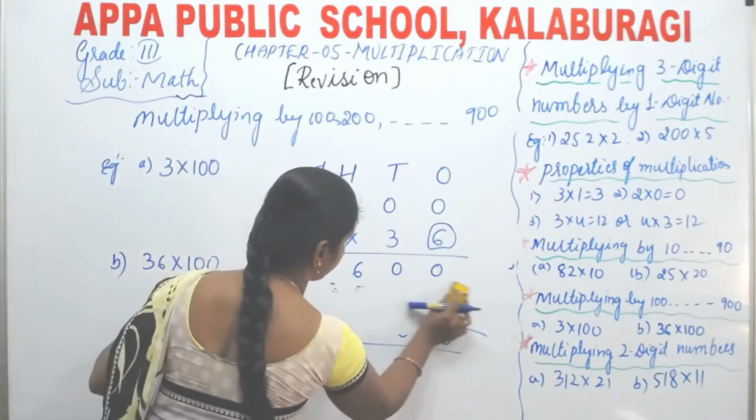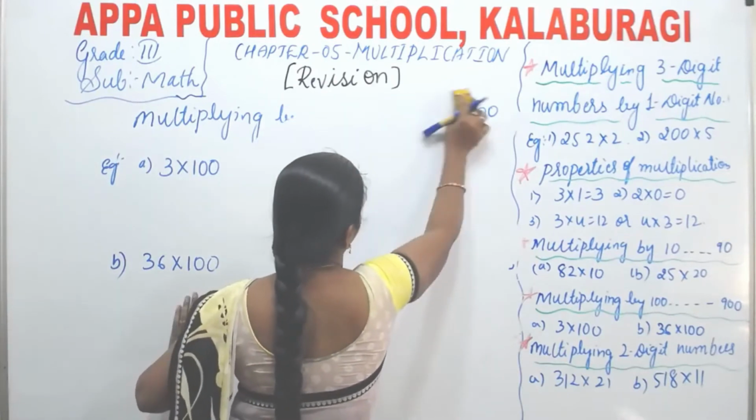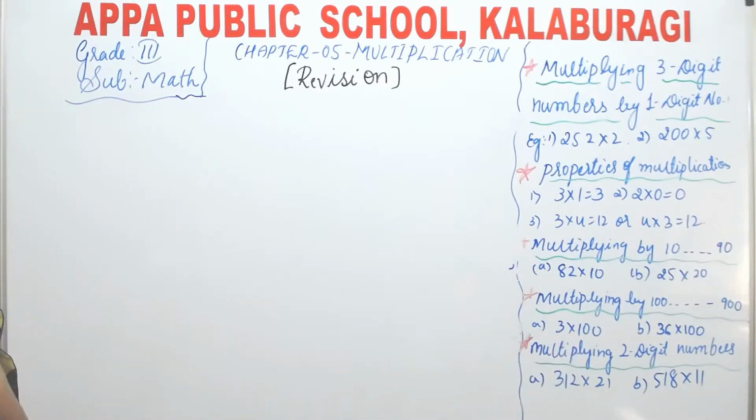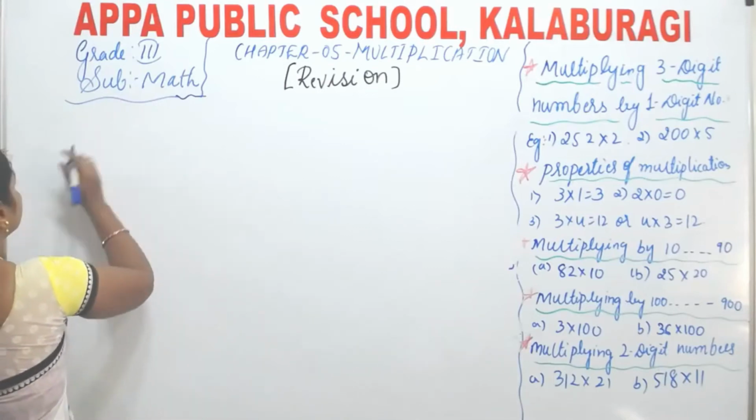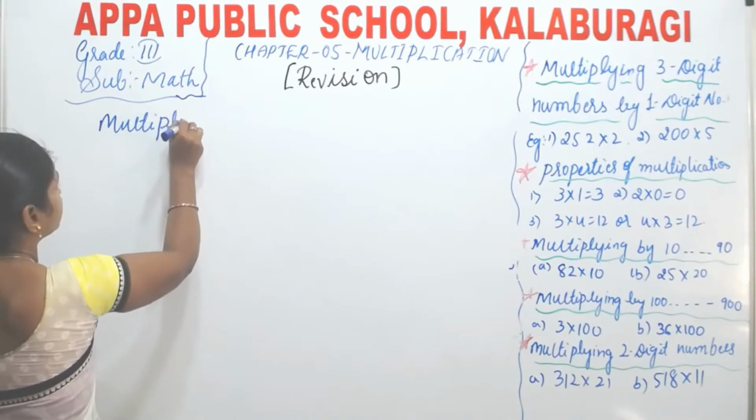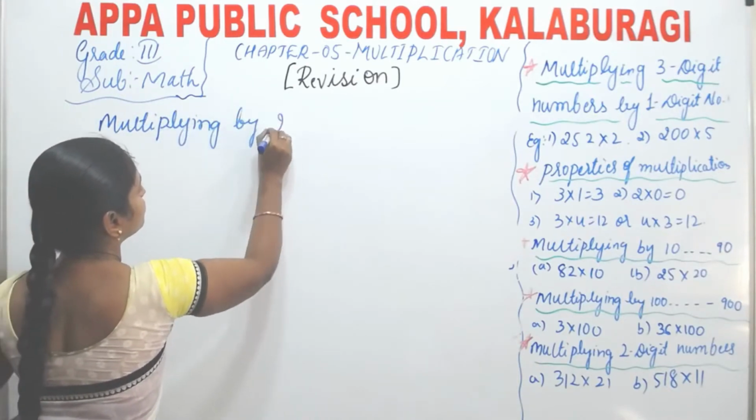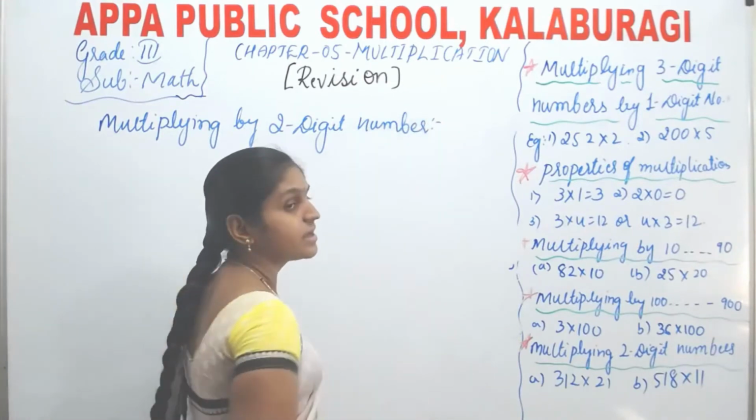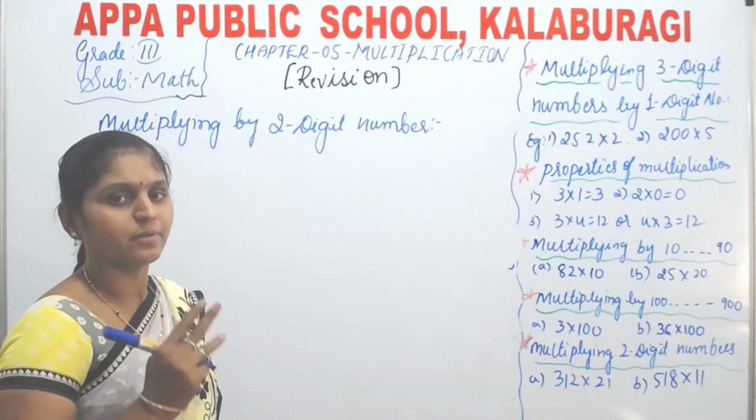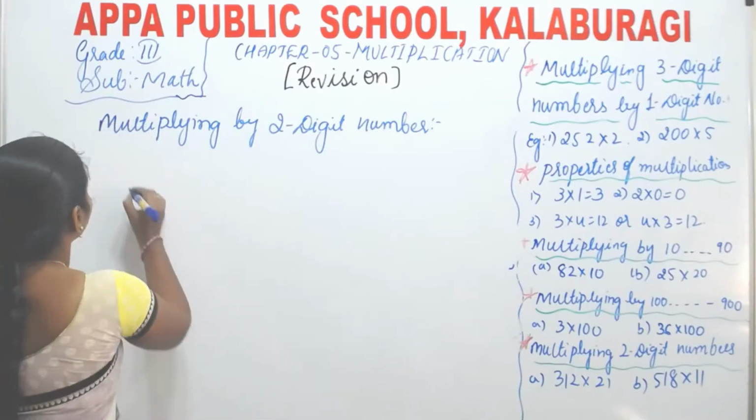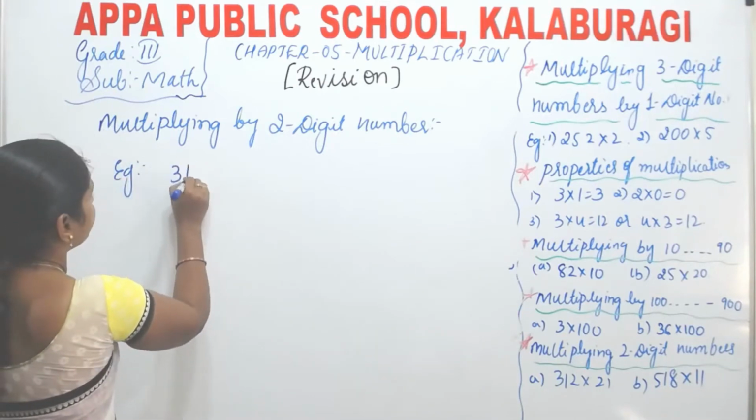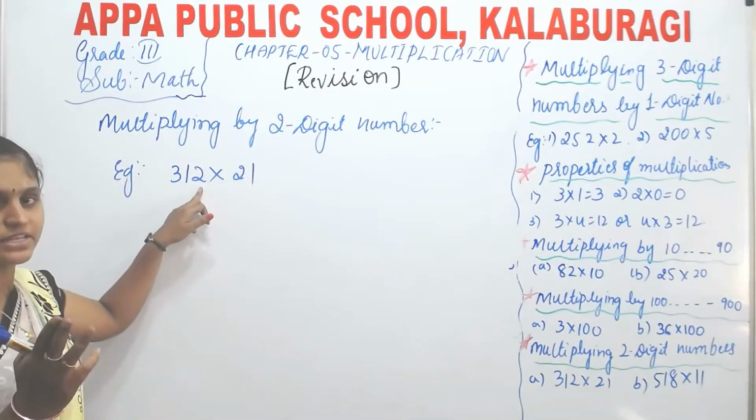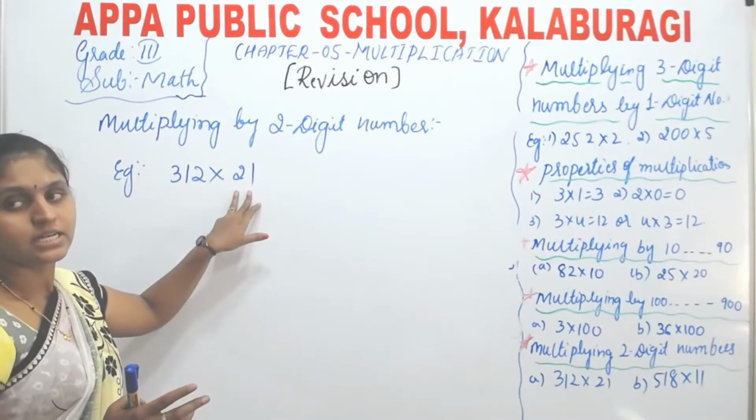Next is multiplying a 2-digit number by a 2-digit number. Here we are multiplying a 3-digit number by a 2-digit number. Here we are taking the 3-digit number and multiplying by a 2-digit number. For example, 312 multiplied by 21. Here 312 is the 3-digit number multiplying by a 2-digit number.